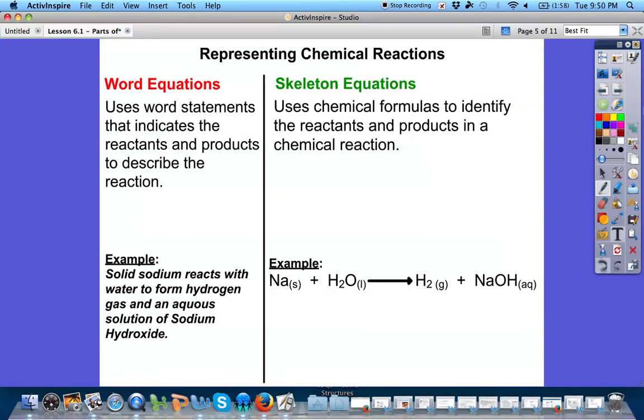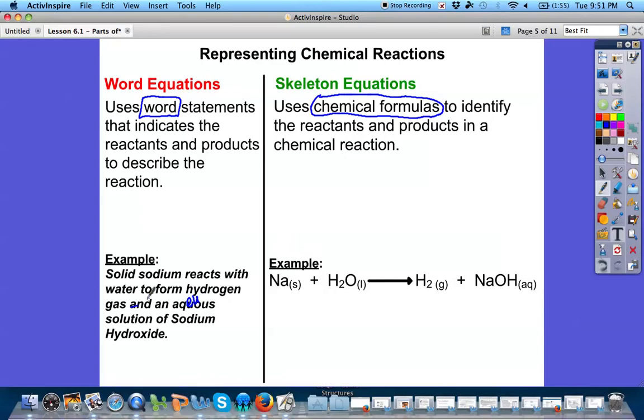So in order to represent chemical reactions, we can do this with word equations or skeleton equations. Word equations use word statements that indicate the reactants and products to describe the reaction. So an example of this is solid sodium reacts with water to form hydrogen gas and aqueous solution of sodium hydroxide. A skeleton equation uses chemical formulas to identify the reactants and products in a chemical reaction.